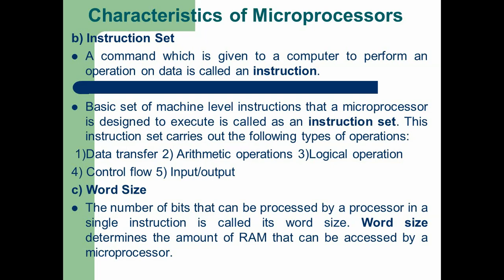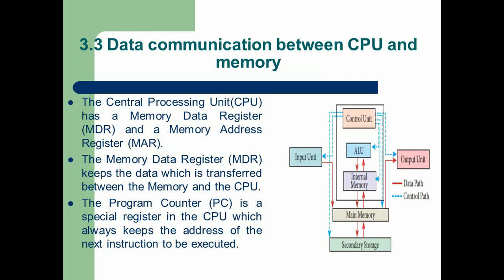So these are the three important characteristics of microprocessor. Number one, clock speed. Number two, instruction set. Number three, word size. Now we go for the data communication between the CPU and memory.